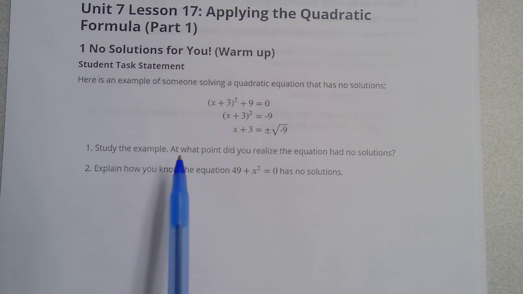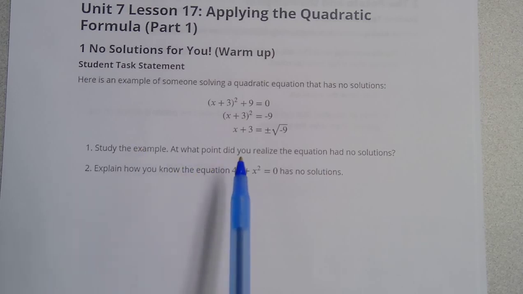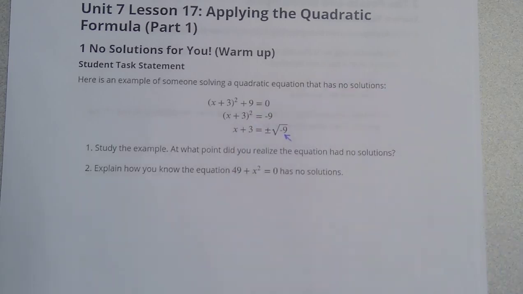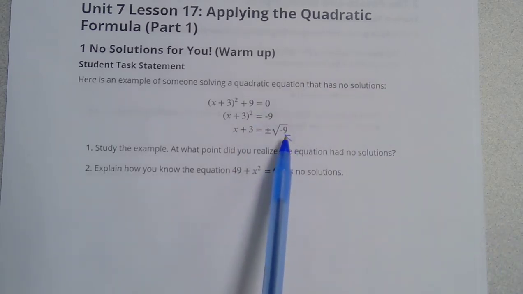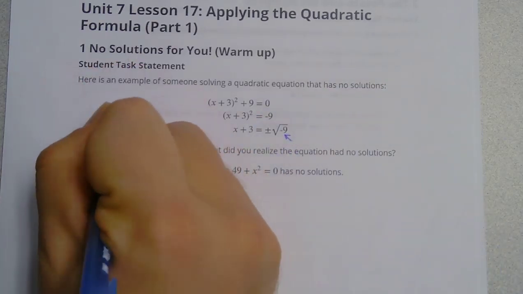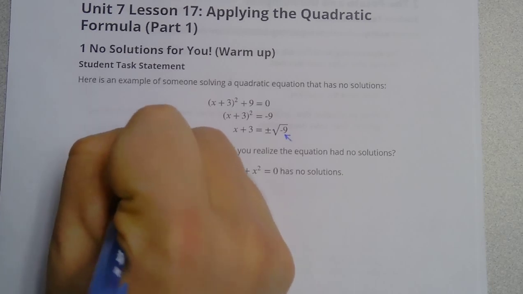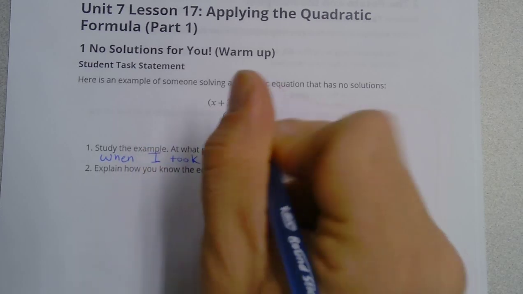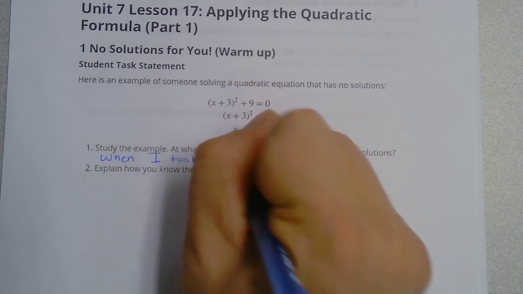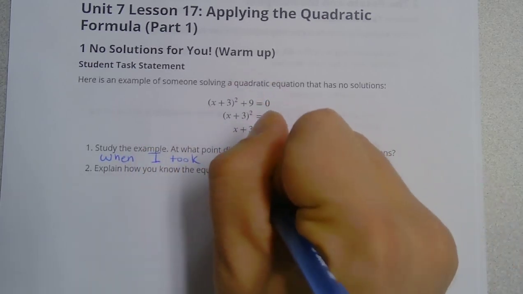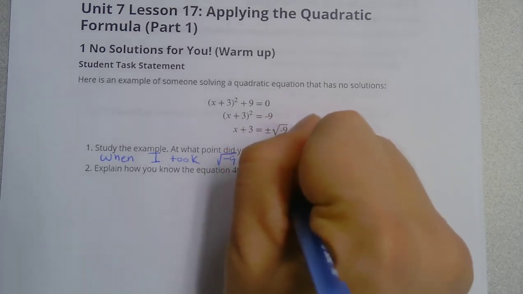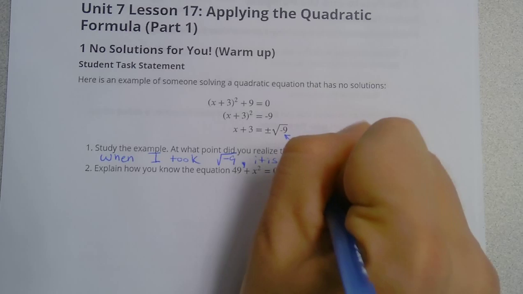So in studying the example, when did you realize it had no solutions? I realized right here, the square root of a negative is undefined. So I'm going to write down that when I took the square root of negative 9, it is undefined.